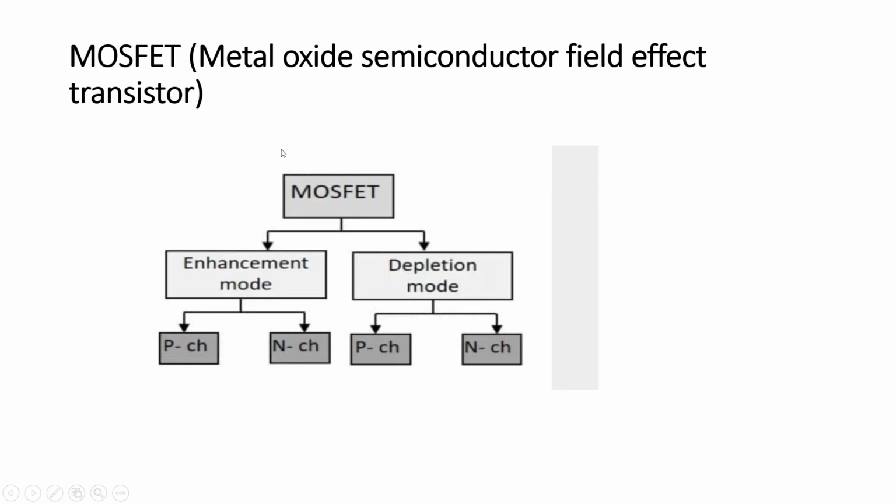This is the classification of MOSFET. MOSFET is classified into two: enhancement type MOSFET and depletion type MOSFET. The basic difference between the two is that in enhancement mode, the channel is not there initially, but in depletion mode, the channel is there from the beginning. These two are again classified into two types: P channel and N channel type.